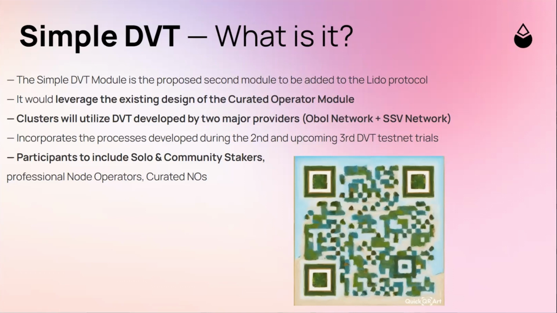And so the DVT that will be used will be by the 2 major providers, Obol Network and SSV Network. And this is not the first time that the Lido protocol in general has experienced DVT. There's been a total of 4 testnets, 2 with SSV, 2 with Obol, that have taken place on the Goerli testnet over the last year or so. And there's going to be an upcoming 3rd testnet.